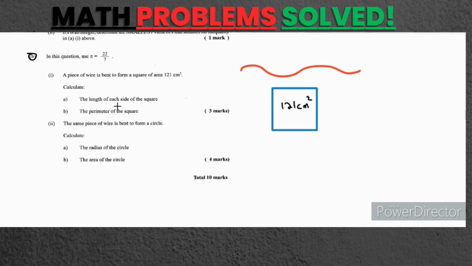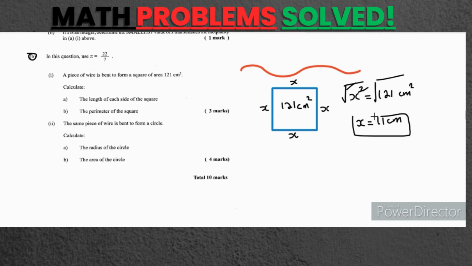So calculate the length of each side of the square. We represent the length of each side of the square as x, right? We know the area of a square is the square of the length of its sides. So x squared is 121 centimeters squared, right? If we have to find x, we will take the square root on both sides. This and this cancel out. x will become equal to 11 centimeters, because the square root of 121 is 11, right? So the length of each side will be 11 centimeters.